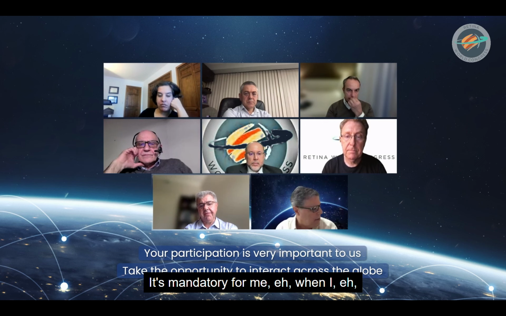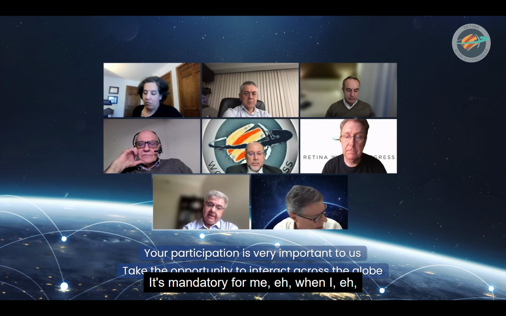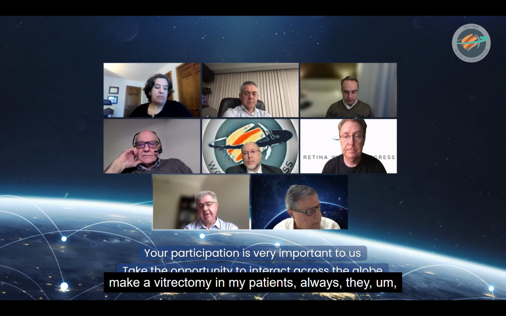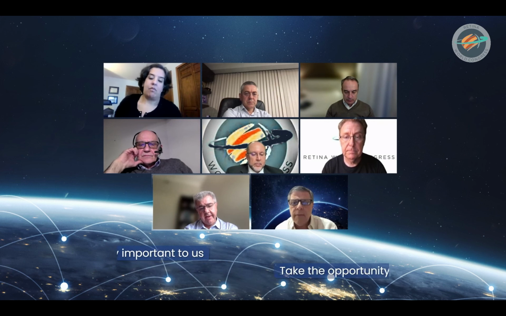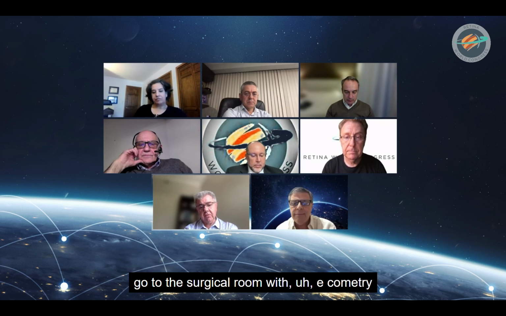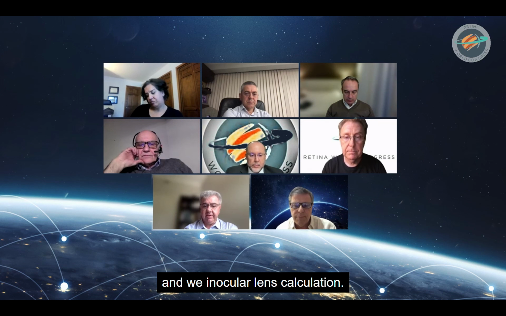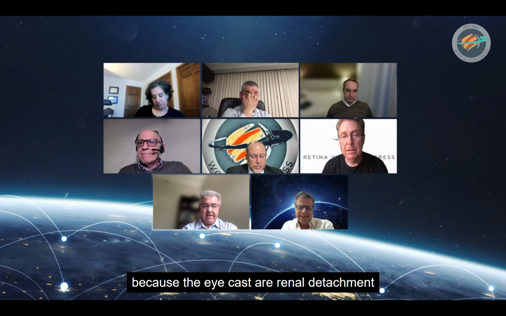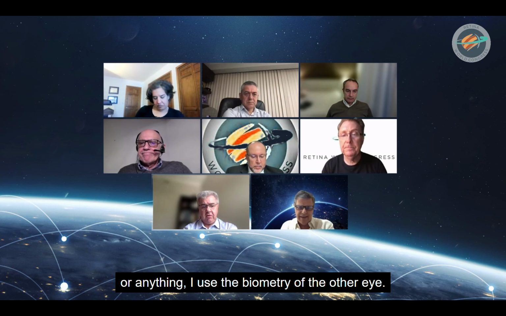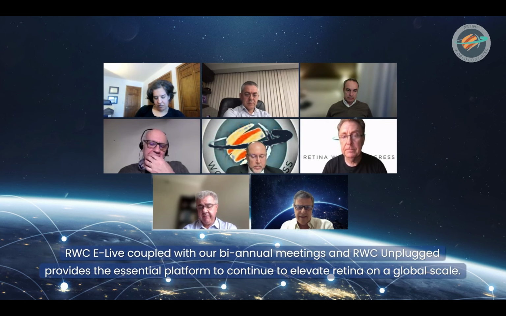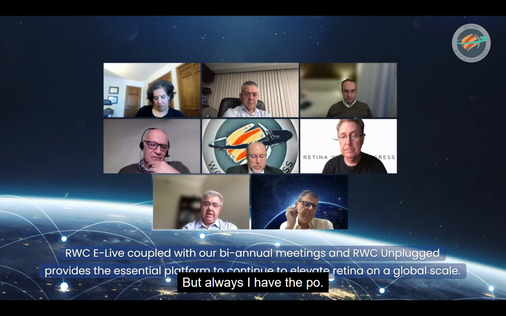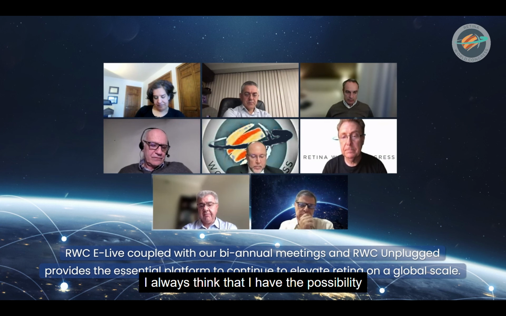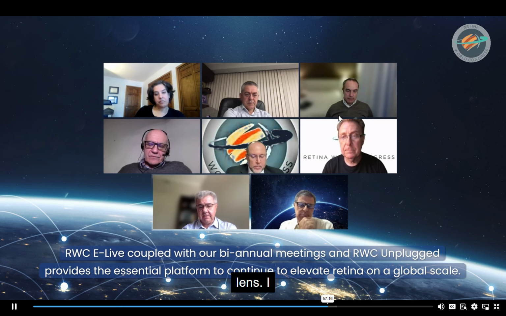It's mandatory for me when I do a vitrectomy in my patients. They always go to the operating room with echometry and with intraocular lens calculation. If I can't do it in this eye because it has a retinal detachment or anything, I use the biometry of the other eye. But I always think that I have the possibility to take out the lens.